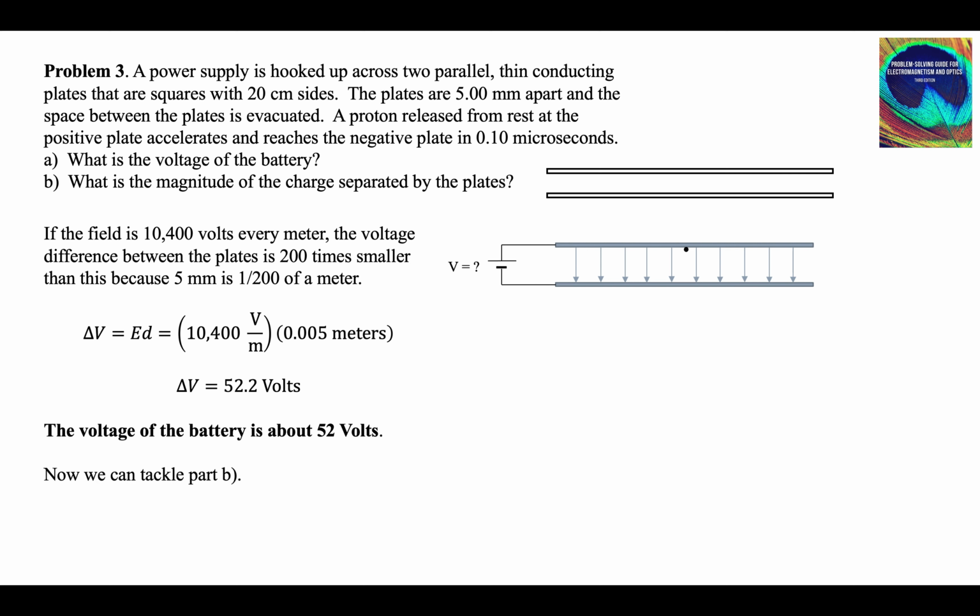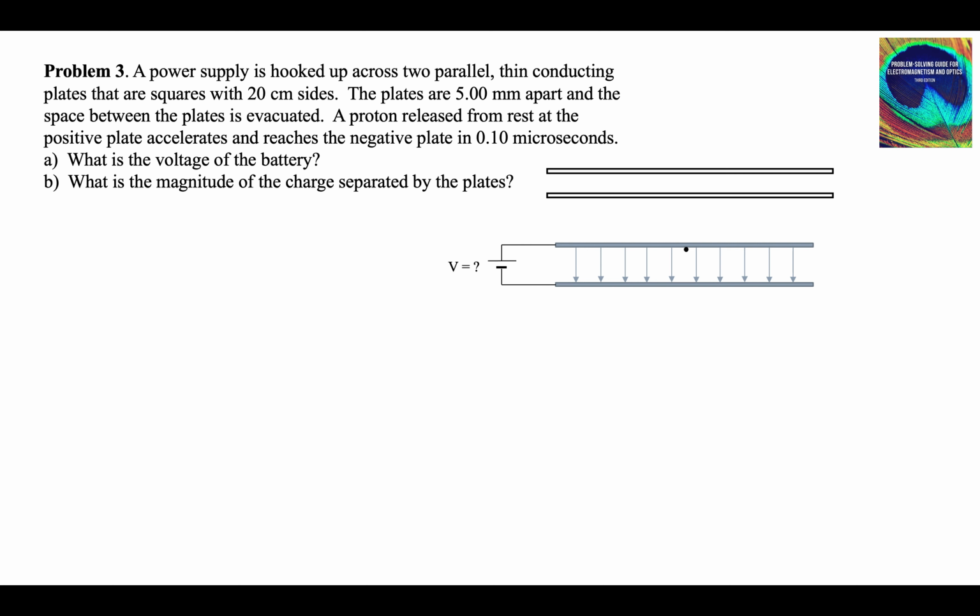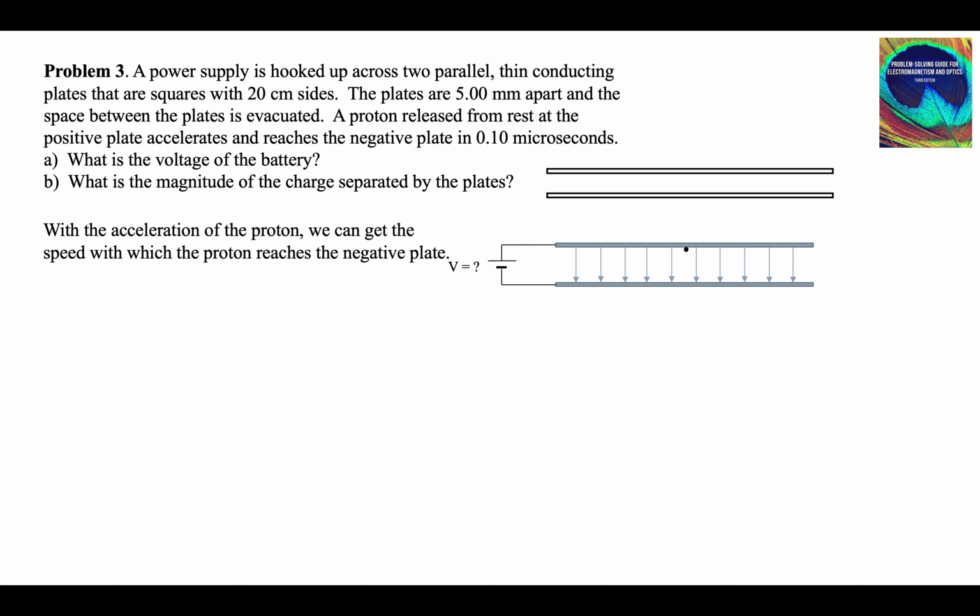Now we can tackle part B. But first, let's do part A again. Let's do it a different way. With the acceleration, we can get the final speed. V final is at. It accelerates at 1 trillion meters per second squared for 0.1 microseconds. It's going 10 to the 5th meters per second, 100,000 meters per second.